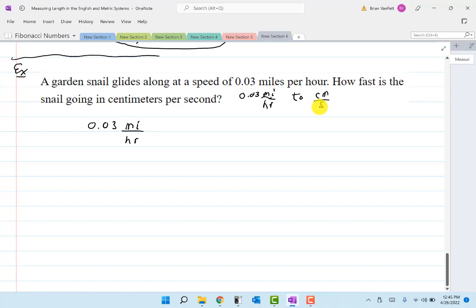Let's start first with the miles. I know how to convert that to some things. Let me make sure that I'm going to be getting rid of miles. What do we know? Well, 1 mile is 5,280 feet.